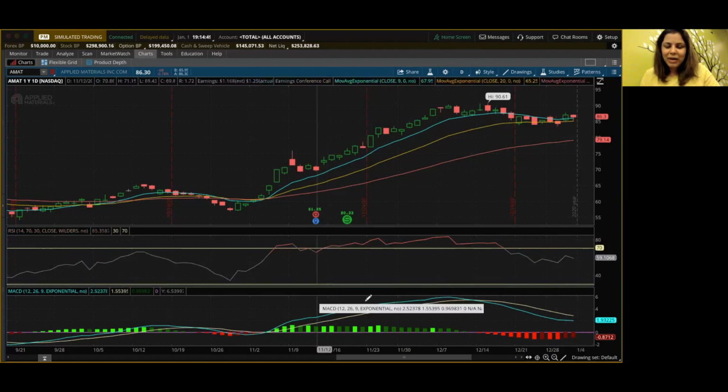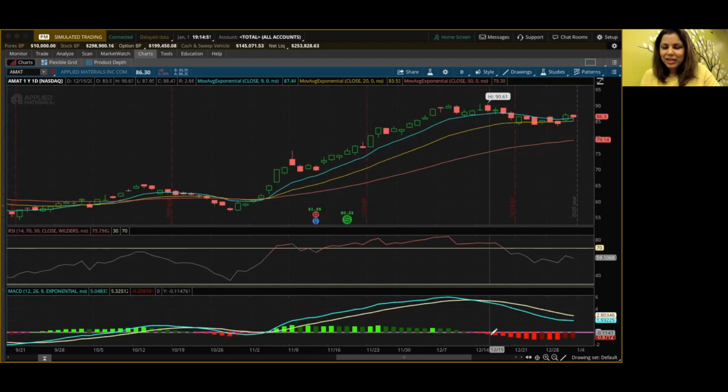Now let's look at the MACD line. The red histogram here indicates that the bears are losing steam as evidenced by the shortening lengths of the histogram bars. So it is possible that the bulls might come in control and the stock can turn bullish in the short term.